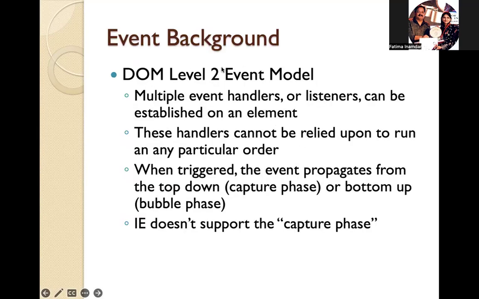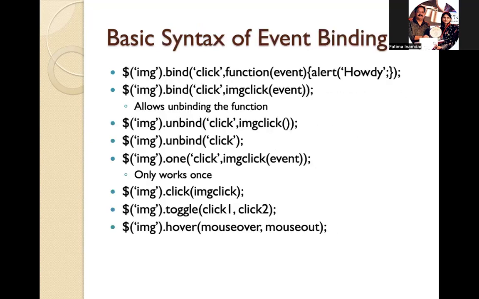So event background, if I want to consider here, then DOM level 2 event model we are adding here, where multiple event handlers or listeners can be established on a particular element. So these handlers cannot be relied upon to run in any particular order. When the particular triggering is happening, you can consider event propagation from the top down or a bottom up approach, then it is to be considered to capture the particular phase where it is to be given, or it doesn't support the capture phase.